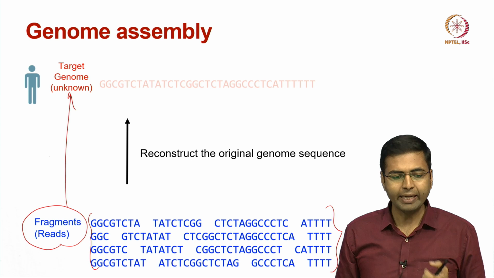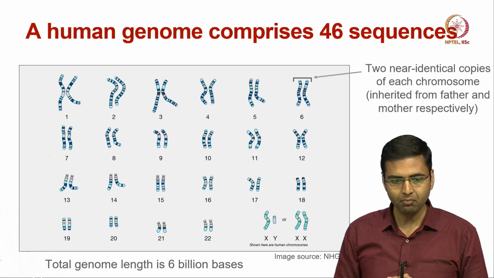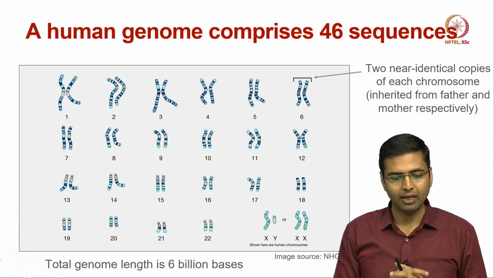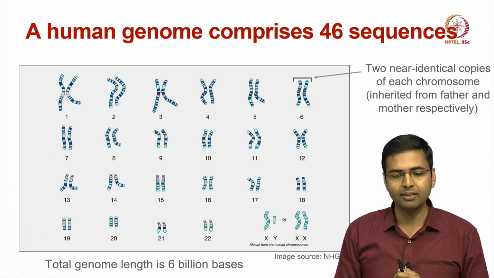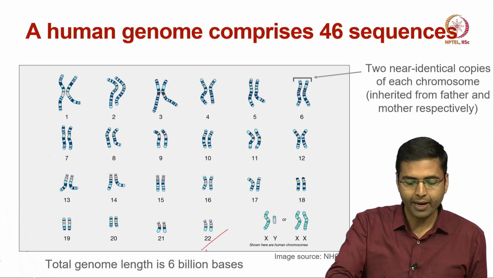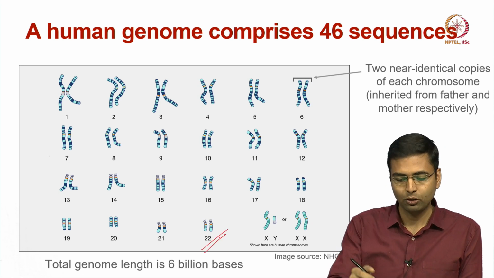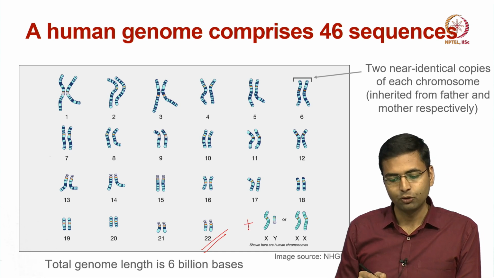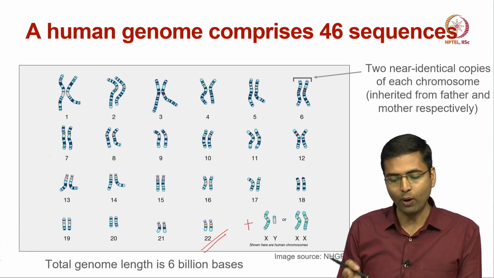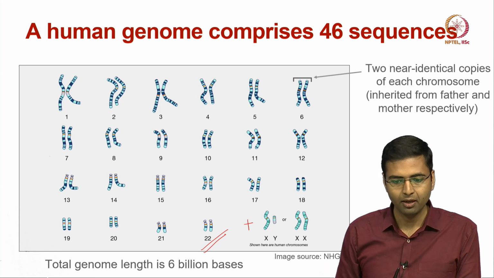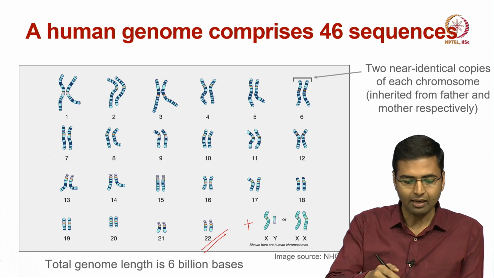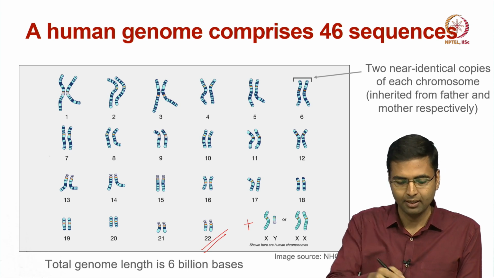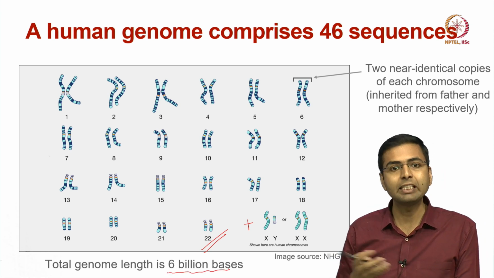Now, why is this problem interesting and why is it important? Let us look at that. First of all, a recap: a human genome sequence comprises 46 sequences. We have 22 pairs of chromosomes plus 2 sex chromosomes. For males that would be X and Y, and for females that would be X and X chromosomes. If we look at the combined length of all these 46 sequences, the combined length is about 6 billion bases.